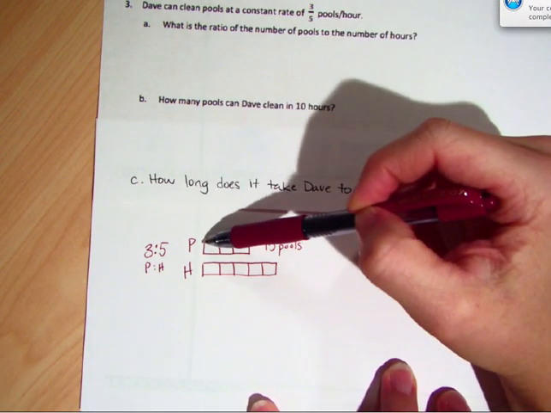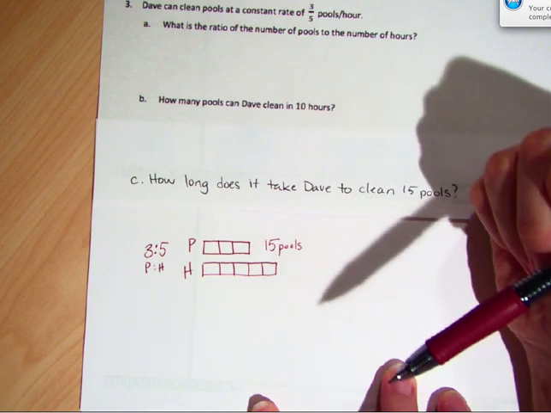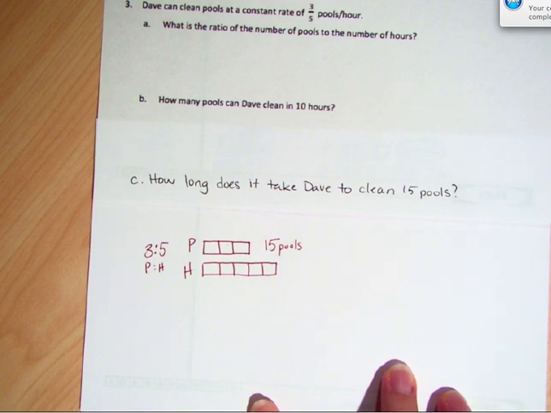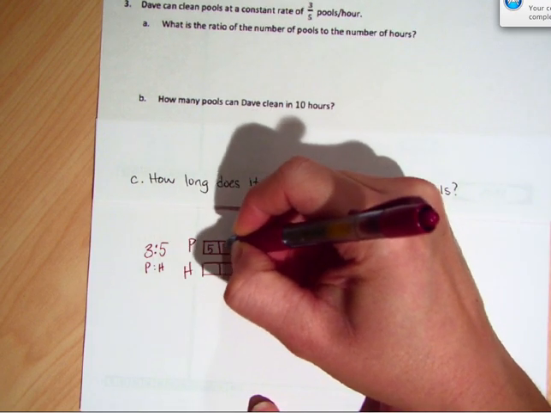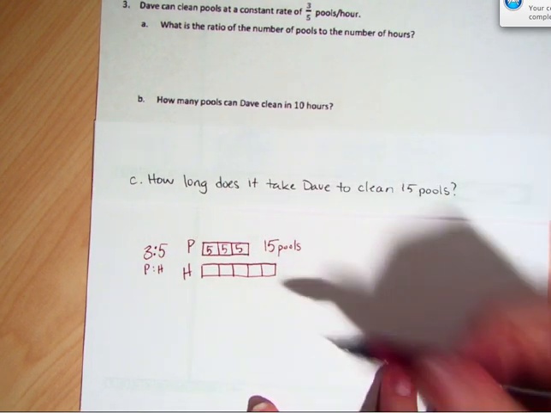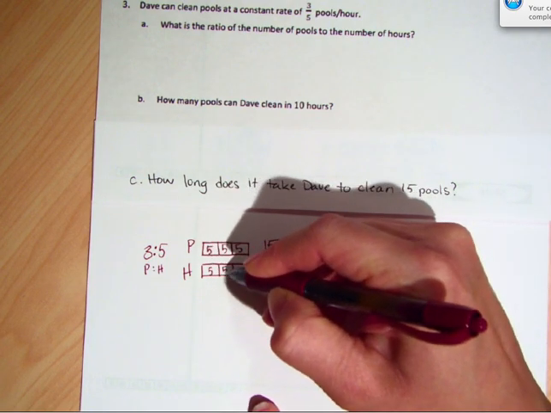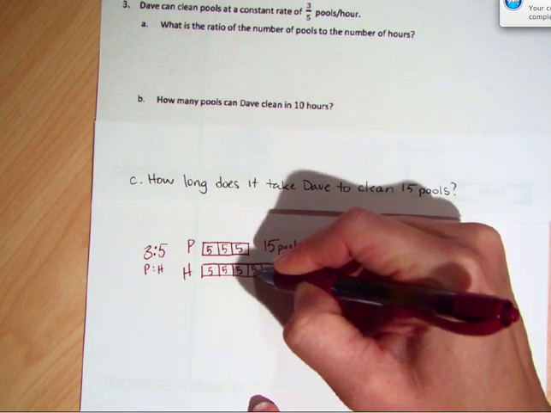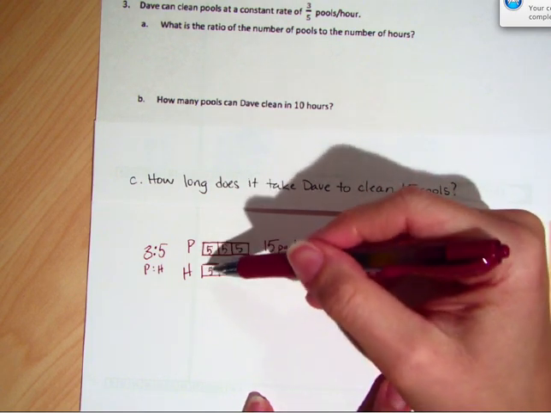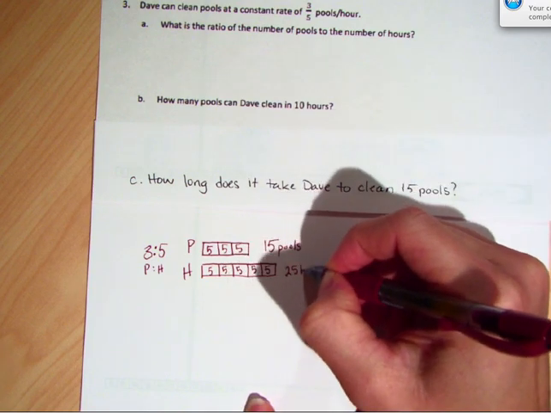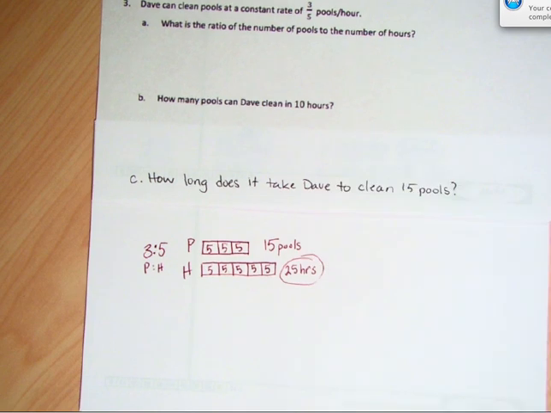Now, if this represents 15 pools, I got to divide those up evenly among 3 spaces. 15 divided by 3 is 5. So there's 5 pools, 5 pools, 5 pools. Again, these are equal, so these are all 5s. I want to know how many hours? Well, 5, 10, 15, 20, 25 hours. Very visual. Takes a little bit of work, a little bit of time, but very visual.